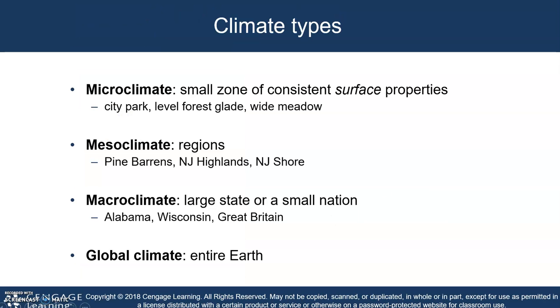If we look at climate types, we need to look at our climate like we did in the first chapter. Microclimates, small zones, a city park. Mesoclimates, a region like the Pine Barrens or the New Jersey Shore. Macroclimates are larger states. I'm thinking of states that have a region that is quite even in its climate, like Alabama, Wisconsin, or even an island like Great Britain. And then there's global climate. So we're going to look into this and get a feel for what we mean when we say climate change and quantify it a bit better.